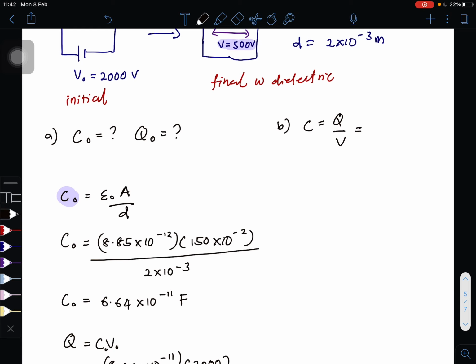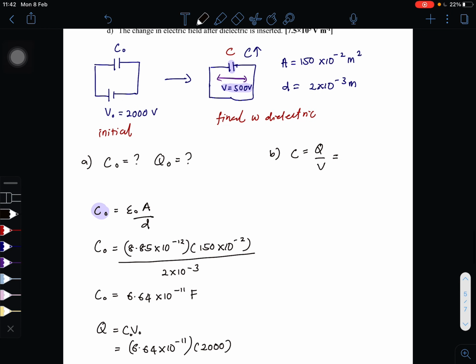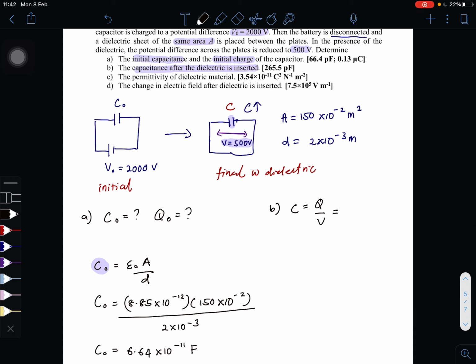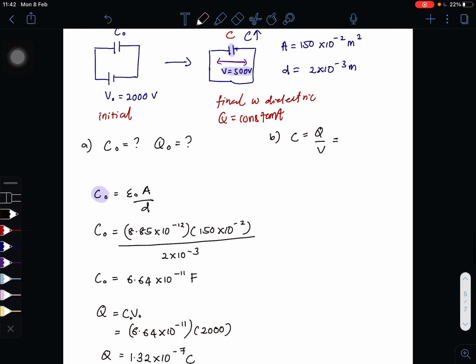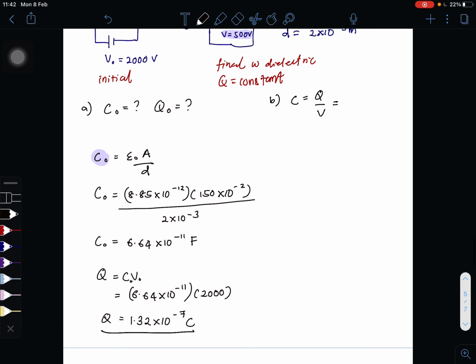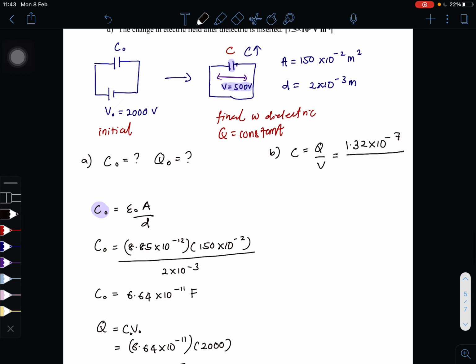Okay, Q akan constant. Remember kalau kita disconnect battery and then letak dielectric, Q dia tidak akan berubah. Q will be constant here. So we will use the same value of Q dekat sini, which is 1.32 exponent negative 7 divided by the voltage. So voltage now is reduced to 500. So boleh dapat capacitance 2.66 exponent negative 10. Okay, itu adalah question B.